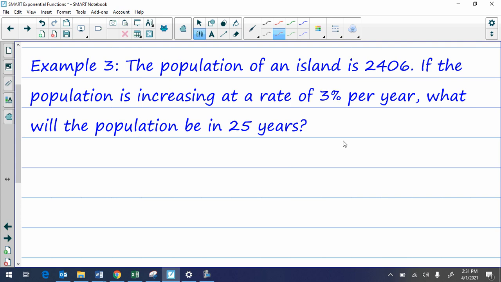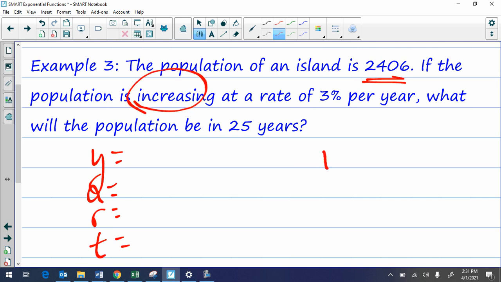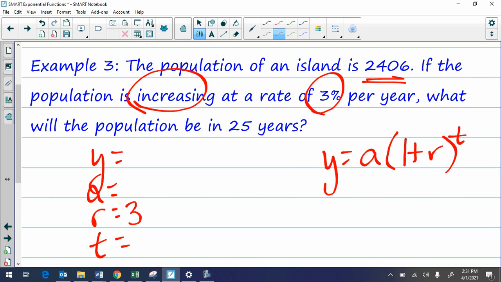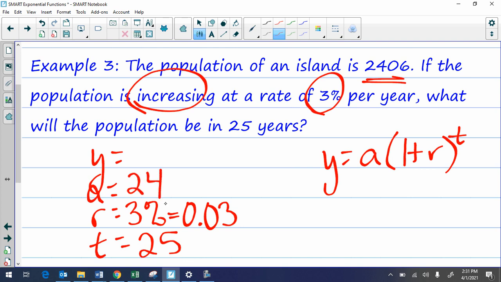So the population of an island is 2,406. Of my 4 variables, I am thinking that one's going to be my a, but let's finish reading just to be sure. If the population is increasing, so I'm going to be growth, which means I'm going to do 1 plus r. At a rate of 3%, that's definitely my r, which written as a decimal is 0.03. Per year, what will the population be in 25 years? That's my t, and I was right that 2,406 is my a.